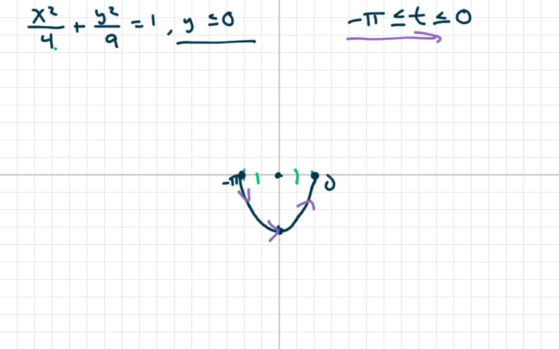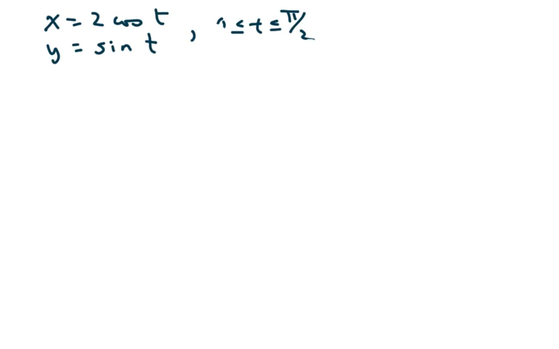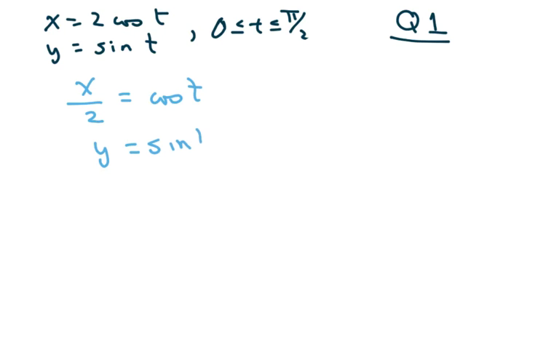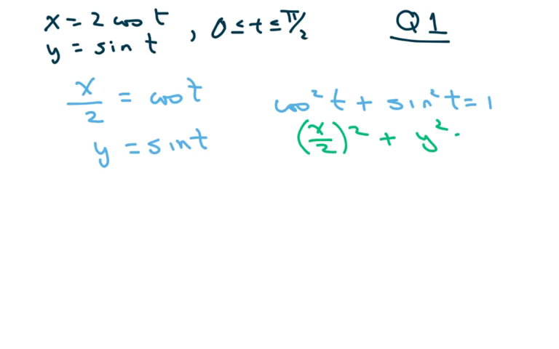The next one's very similar. In this one, however, we're just dealing with quadrant 1 here. So we're going to rewrite these again. This is going to be x over 2 equals cosine of t and y equals sine of t. Now, cosine squared of t plus sine squared of t equals 1, and I'm going to substitute cosine in and sine. So we get x squared over 4 plus y squared equals 1.